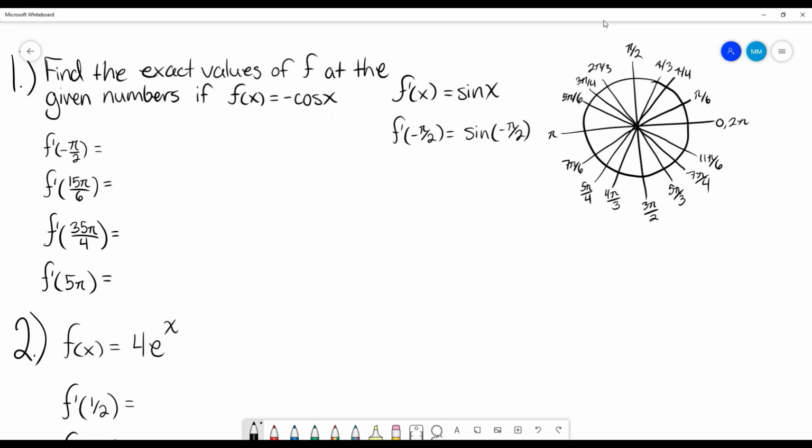We want a negative pi over 2. So instead of going this way, we're going the other way because of that negative. So we go negative pi over 2. So this is going to be the same as sine of 3 pi over 2. You see that because we went negative this same distance there, which places us here. And our sine value at this point we know is negative 1. So our answer is just negative 1.